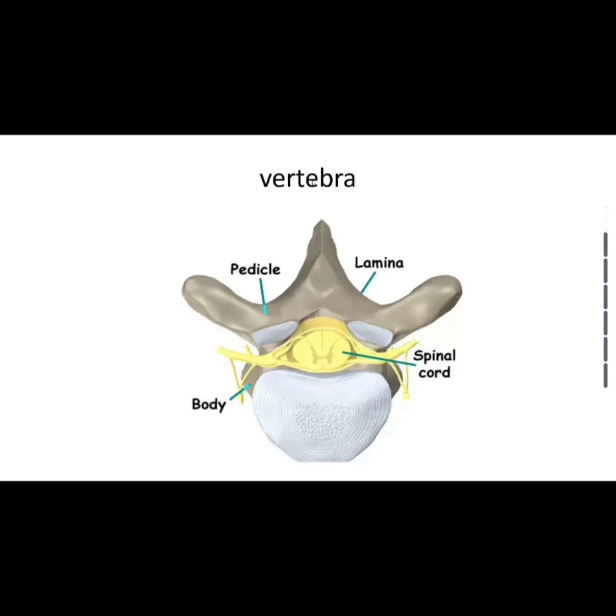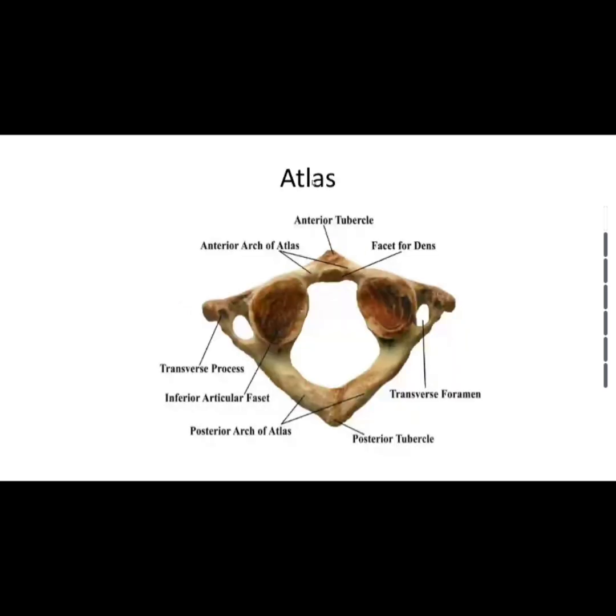This is the atlas, the first cervical vertebra, C1. We said it is one of the vertebrae considered atypical, with no body. You can see the transverse foramen, where the vertebral artery passes through. You can see the posterior tubercle, the posterior arch of the atlas, and the facet for the dens. That is where the dens, the odontoid process of the axis, articulates.